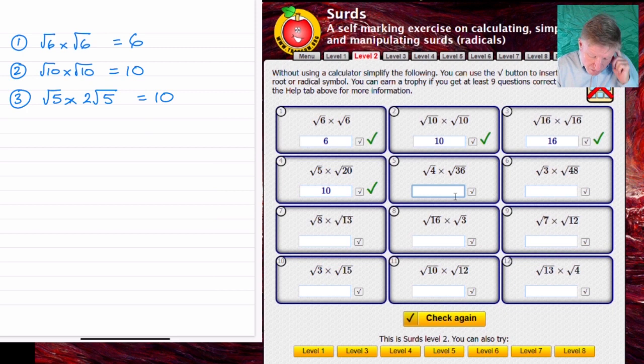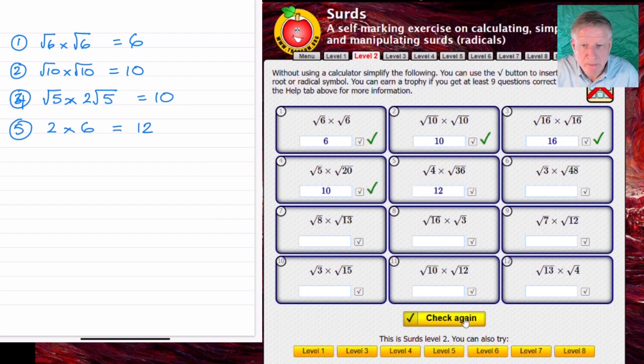Right, what about this one? Question number 5. Oh, and that was question number 4, wasn't it? So question number 5, root 4. Oh, well, straight away I know that's 2. The square root of 4 is 2 times... Oh, wait a minute. 36 is a square number as well. So the square root of 36 is 6. So 2 times 6 is 12. The answer here should be 12.